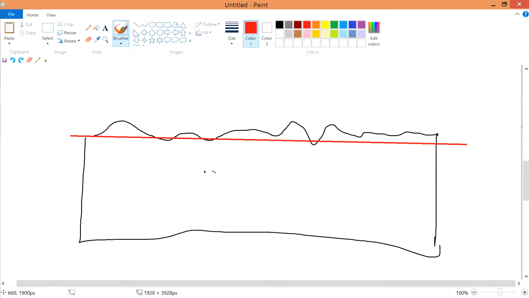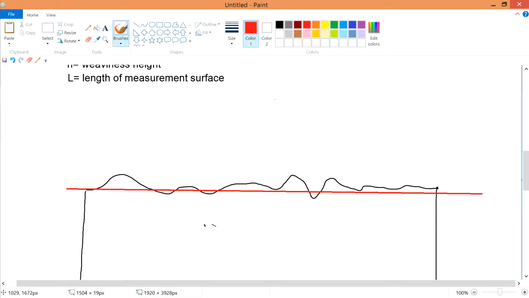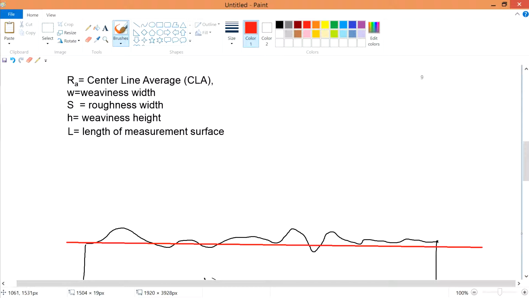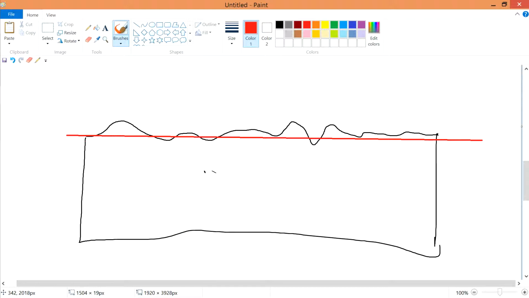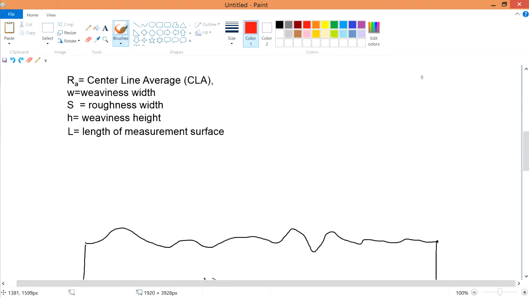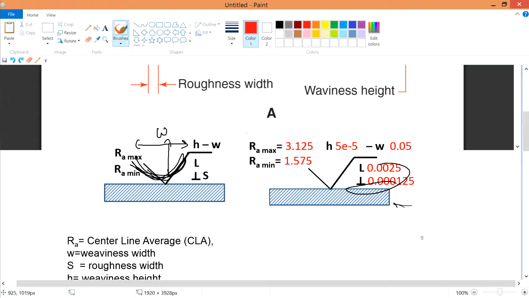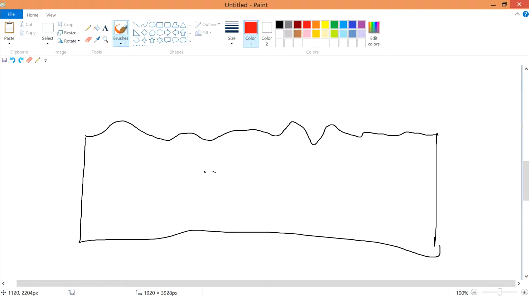So this RA line is trying to determine the top of the surface, trying to determine the average surface, because there are so many ups and downs. So it's trying to give you the average surface of the material, and therefore this is how they calculate it. Your RA, center line average. After thinking about it, yeah, this makes more sense. So this is the center line average.